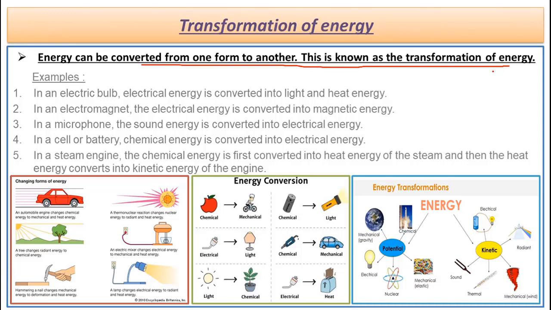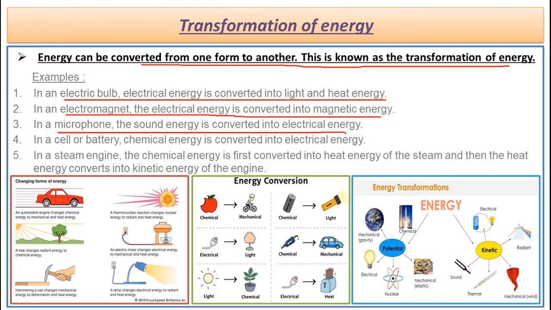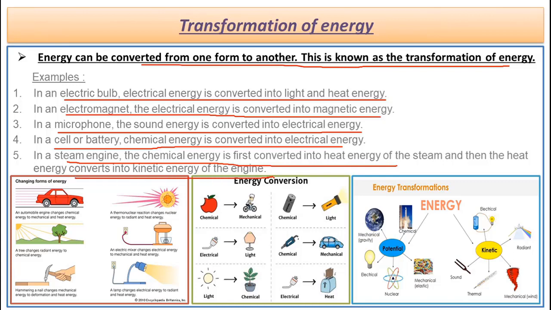Here you can see some examples where energy is transferred from one form to another. In an electric bulb, electrical energy converts into light energy and heat energy. In an electromagnet, the electrical energy converts to magnetic energy. In a microphone, the sound energy converts to electrical energy. In a cell or a battery, the chemical energy converts to electrical energy. Whereas in a steam engine, the chemical energy first converts to heat energy and then the heat energy converts to kinetic energy.